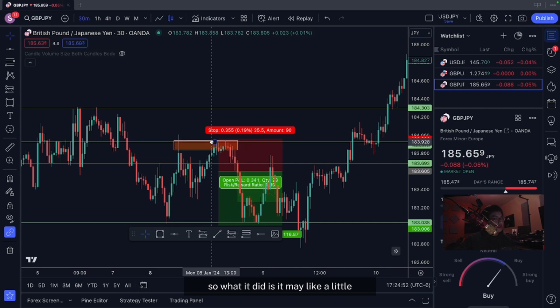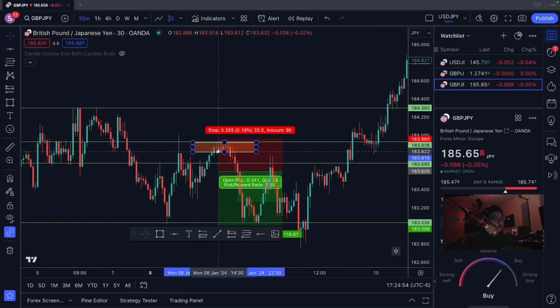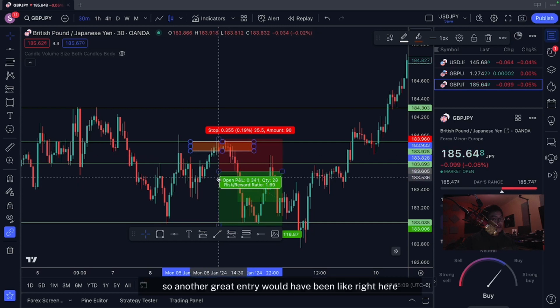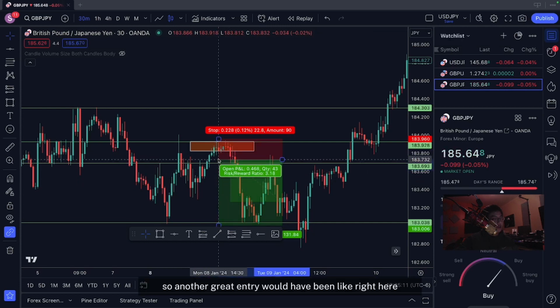So what it did is it made a little support or resistance. Made a little resistance. So it was trying to break through, but didn't break through. So when it didn't break through, it retested it and went back down. So another great entry would have been right here.